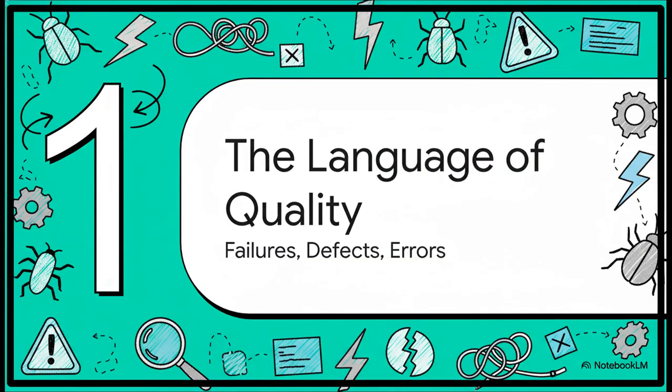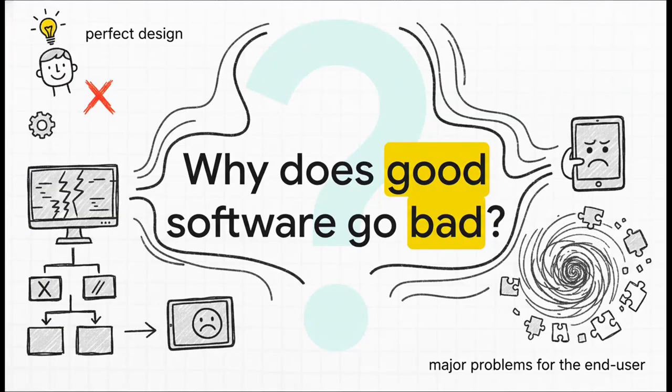Before we can even start hunting for problems, we've got to make sure we're all speaking the same language. You know how we toss around words like bug, error, or failure all the time? Well, in software engineering, those words have very specific meanings, and getting them right is super important. So why does good software go bad? You'd be surprised. It almost always starts with something small, a simple human slip-up. But that one tiny mistake can create ripples that spread through the whole system, and suddenly you've got a huge problem on your hands.